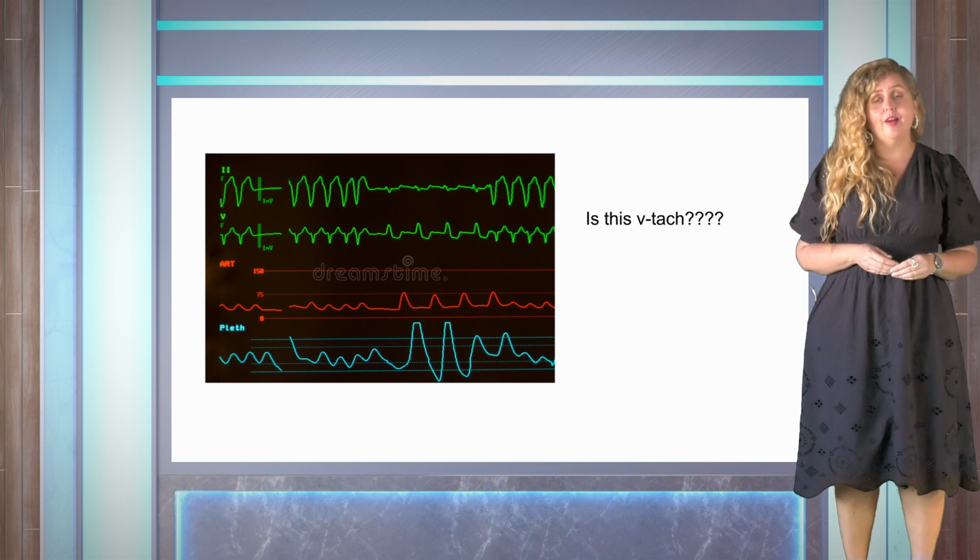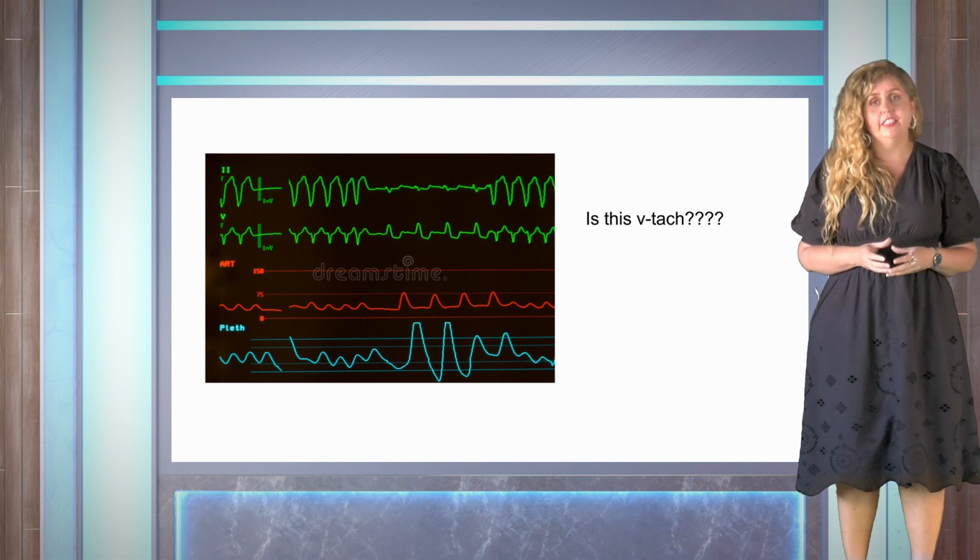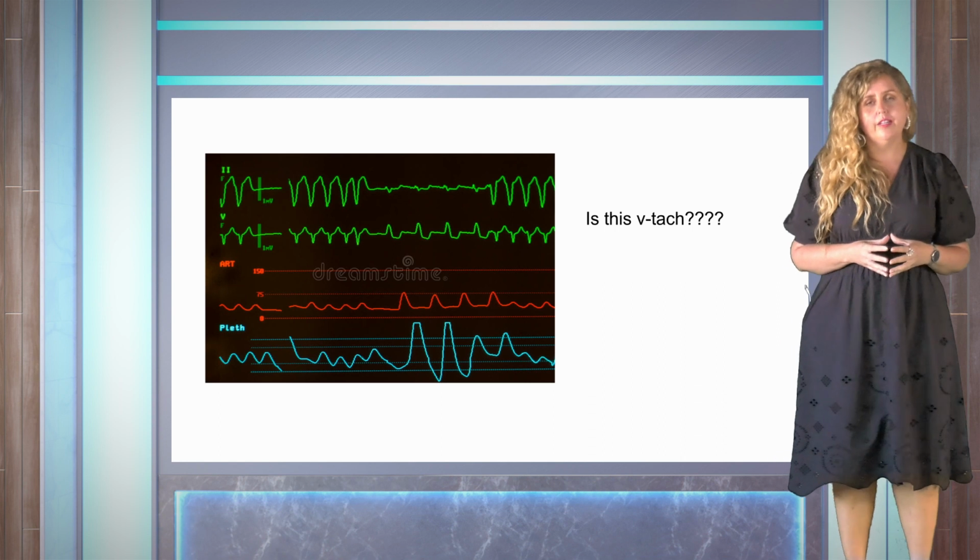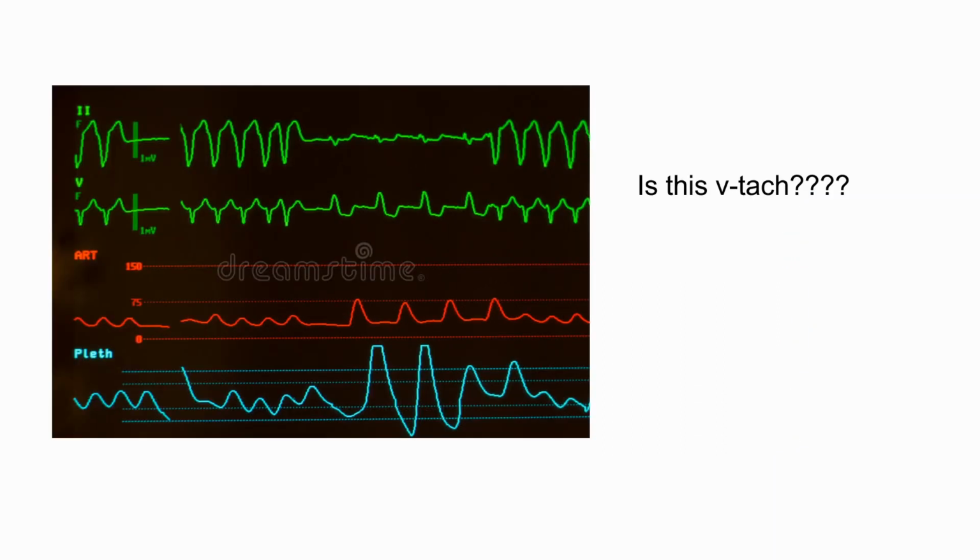In this example, however, this is very serious. And let's see how come I know that. So we can see the runs of VTEC, or salvos if you're fancy, and then it restores back to sinus rhythm for a few beats and then goes back into VTEC. And why is this so dangerous?